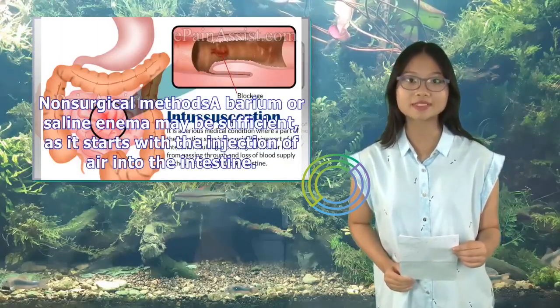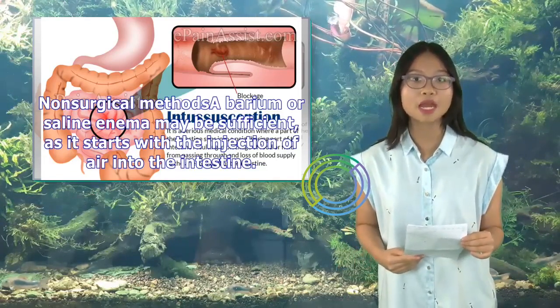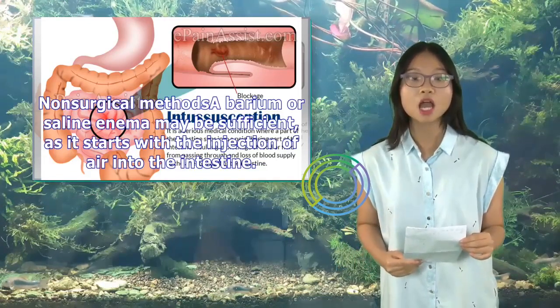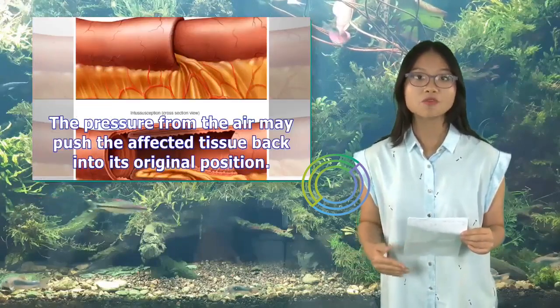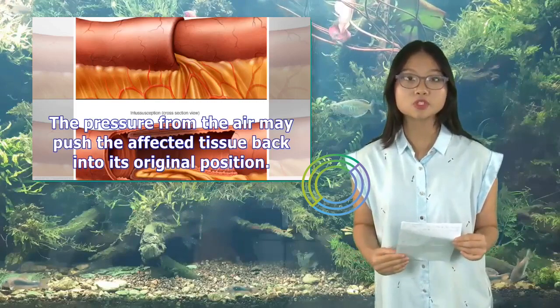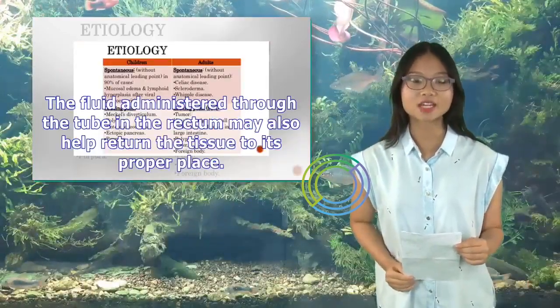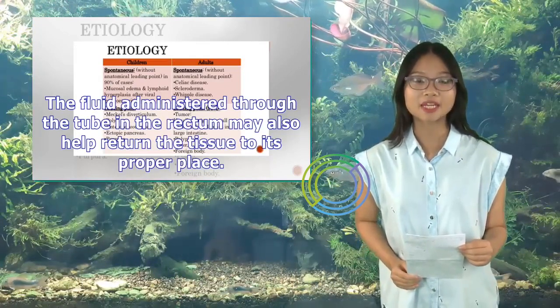Non-surgical methods of barium or saline enema may be sufficient, as it starts with the injection of air into the intestine. The pressure from the air may push the affected tissue back into its original position. The fluid administered through the tube in the rectum may also help return the tissue to its proper place.